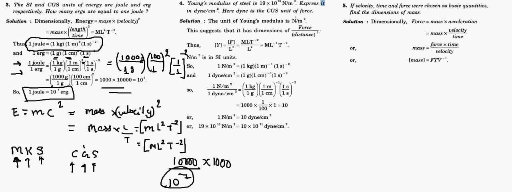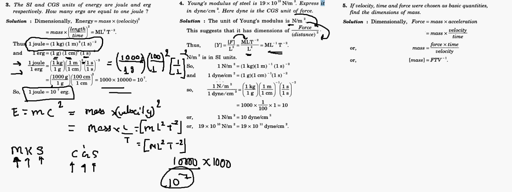Here dyne is the CGS unit of force. First of all, the SI unit of Young modulus is Newton per meter square. Newton is the applied force, and meter is for distance. So the formula for Young modulus is force per unit area, where the distance is squared. Force has the dimension MLT raised to power minus 2, and the distance gives L2. So one L gets cancelled, and we get the dimension ML inverse T raised to power minus 2. Now let's use the SI unit concept.